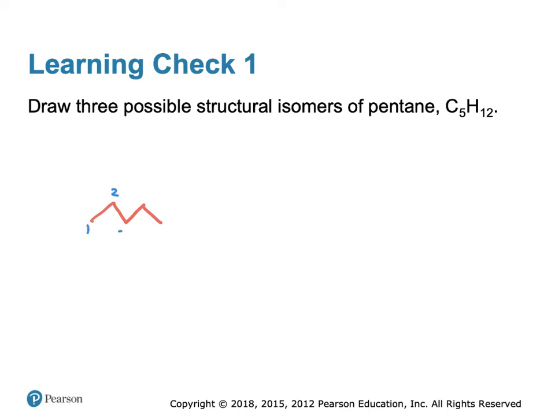1, 2, 3, 4, 5. Now what I'm going to do is remove the last carbon from the chain and make what is known as a branch point. So now I'm going to have 4, 1, 2, 3, 4, and then I'm going to add that 5th carbon. So let me just number for you again. 1, 2, 3, 4, and then there's the 5th.